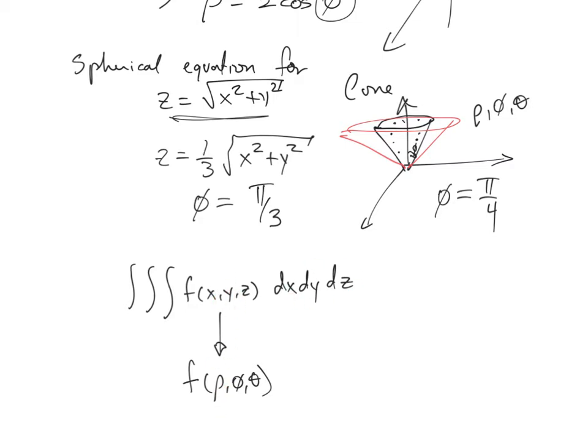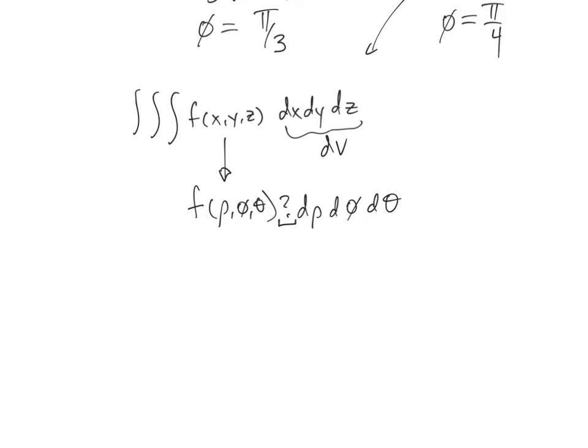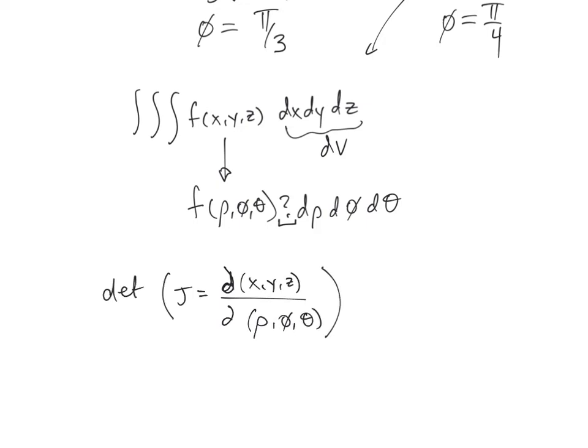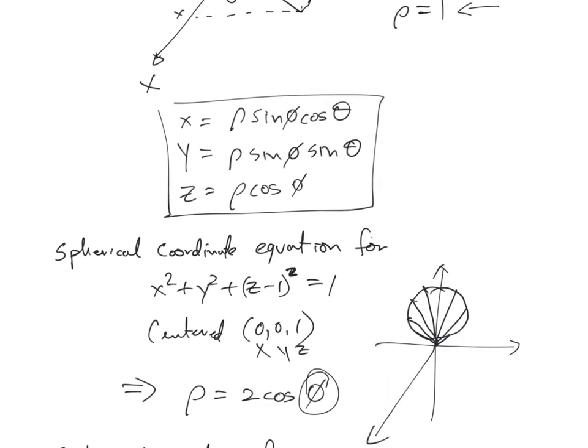Now we need to figure out what this dV is. We can't just assume that it's d rho, d phi, d theta. None of us are that lucky. It's not that simple. There's going to be something in front of this. What is it? Well, we can use the determinant of the Jacobian to figure that out. The determinant of the Jacobian is a 3 by 3 matrix consisting of the partial derivatives of x, y, and z with respect to rho, phi, and theta. Again, those are those expressions. We're taking partial derivatives of these expressions here. Partial derivative of x with respect to rho, with respect to phi, with respect to theta. That gives us our first row.